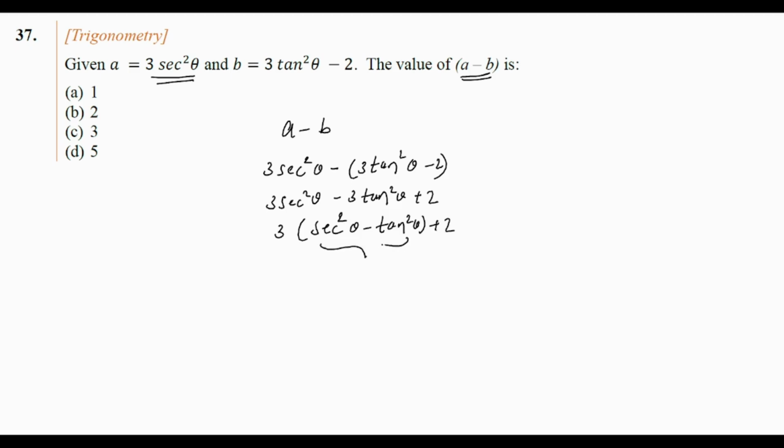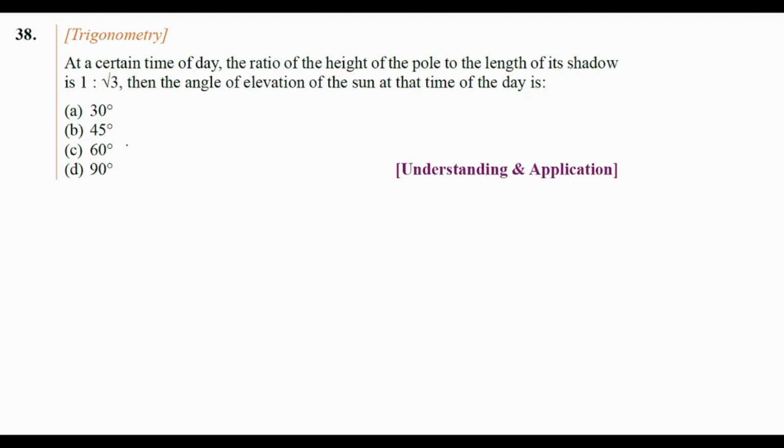So this together becomes what? This becomes 1. So it is 3 into 1 plus 2. That is nothing but 3 plus 2, which is equal to 5. The answer is supposed to be 5. That is option number D. Now let us take the 38th question.